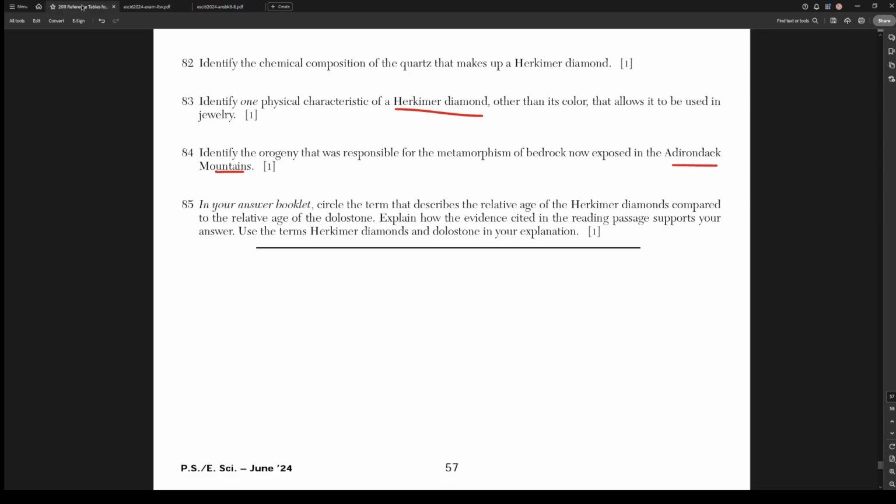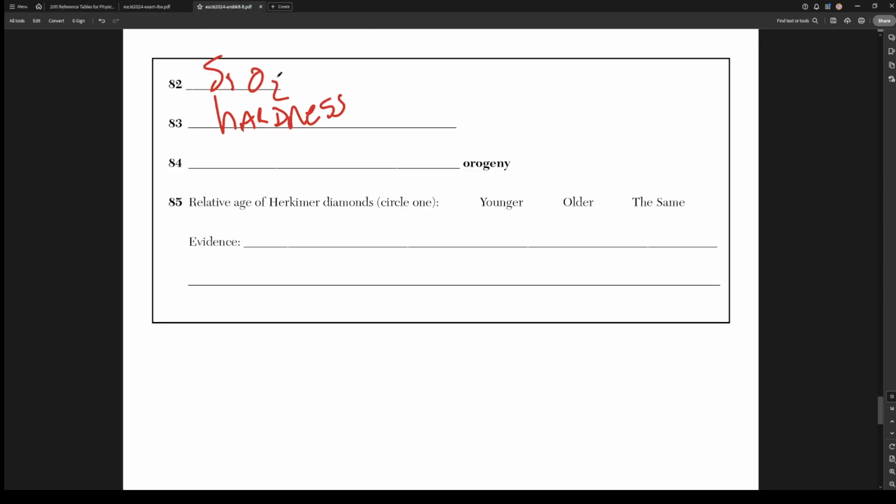Grenville, an orogeny just means that a mountain was built, like a really main mountain was built. But that was just a timescale question. It's kind of weird though, honestly. I didn't really like that question that much.